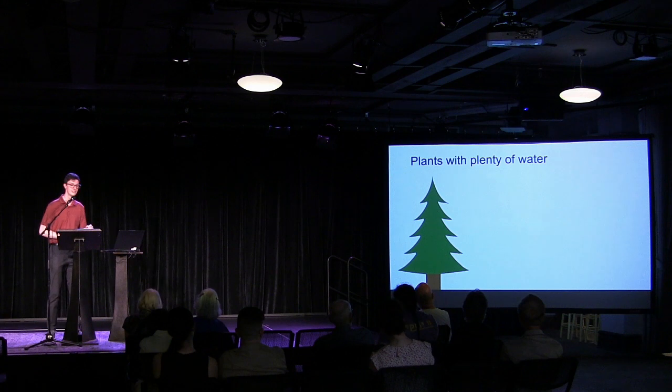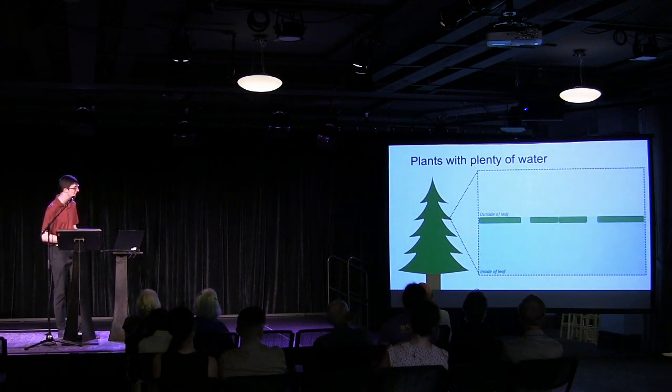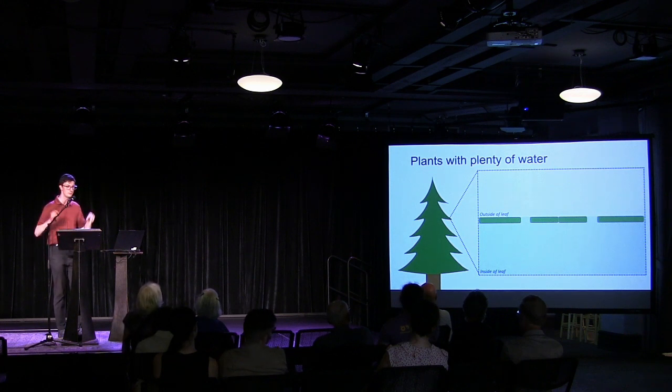So under regular conditions, a tree or really any plant with plenty of water, we're going to zoom in on the leaf. The top of that diagram is the outside of the leaf, the bottom of the diagram is the inside. And on that border space, you'll notice there are little holes in the leaf. Those are called stomata, and they allow gases to move between the inside and the outside.